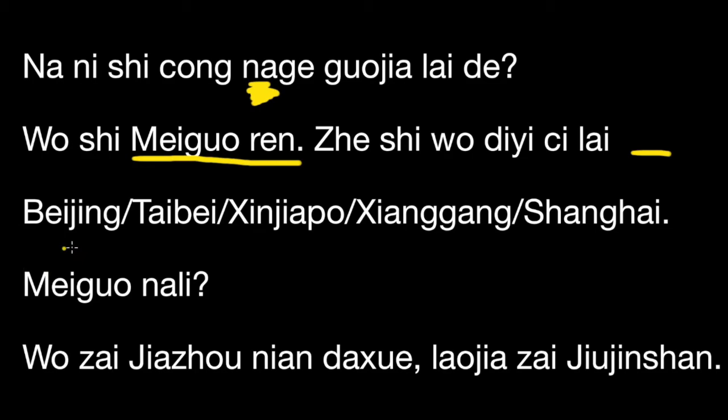And now I just wanted to give you the names of these 5 cities so that you know how to say them in Chinese. So Beijing is Beijing, Taipei is Taipei, 新加坡, Singapore, Xianggang, Hong Kong, and Shanghai is Shanghai.